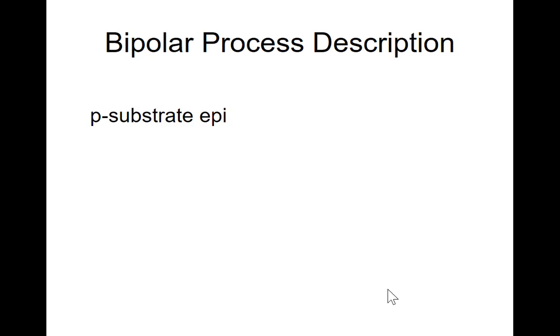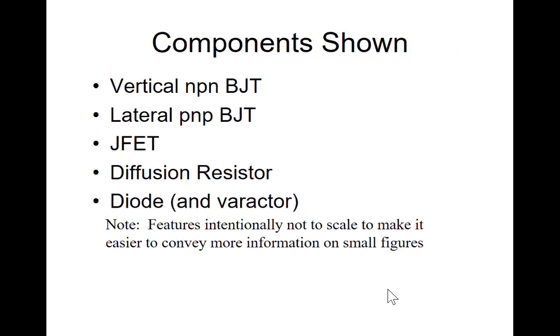PNPs aren't as desirable as NPNs, primarily because of what? Movement of holes isn't as fast as electrons. The mobility of the holes is lower than the mobility of the electrons. Very much analogous to the MOS process, where the P-channel transistor does not perform as well as the N-channel transistor in most aspects. So what we're going to look at here is the vertical NPN. That's the flagship device in this process.